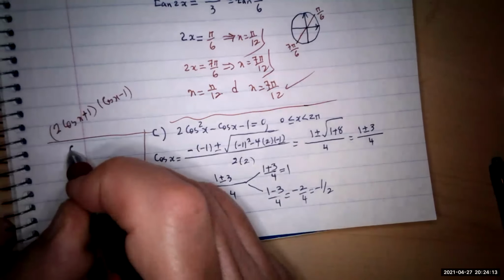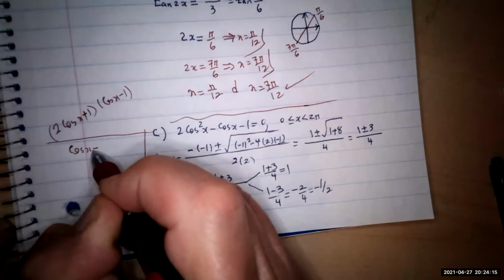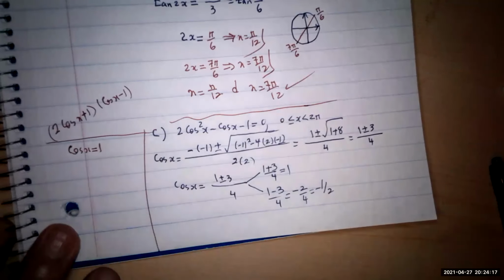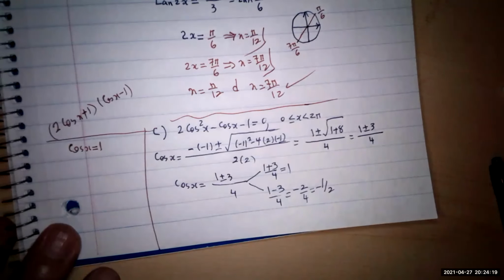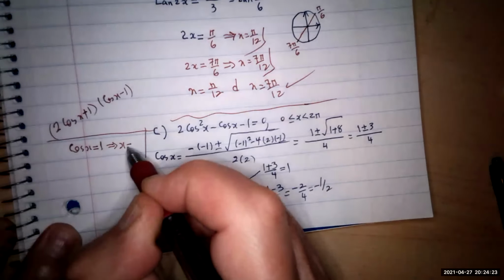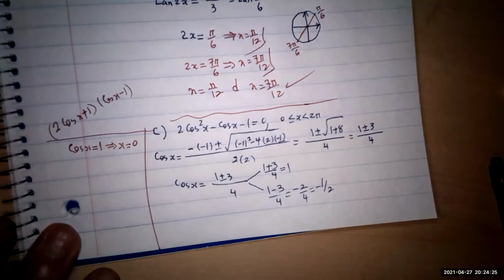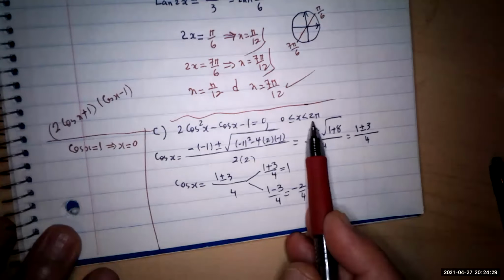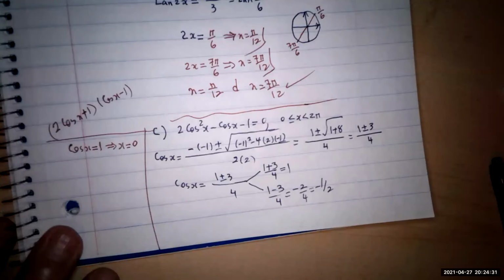Cosine x equal to 1. You know that in this case, you are going to get x equal to 0. It's going to be cosine of 0 and cosine of 2 pi. They just put x less than 2 pi, so this is going to be x equal to 0.